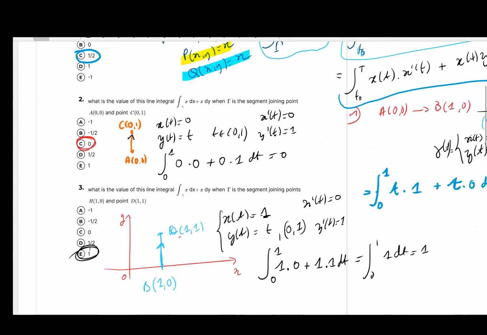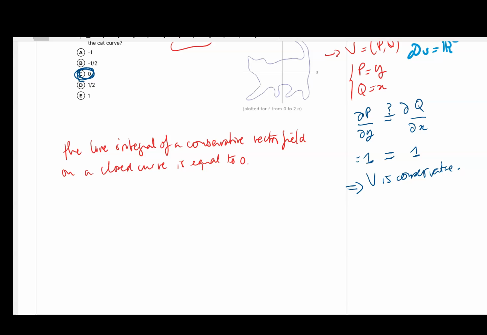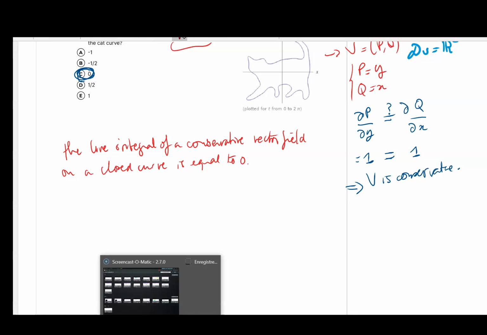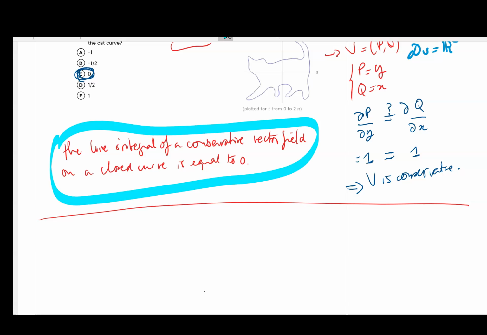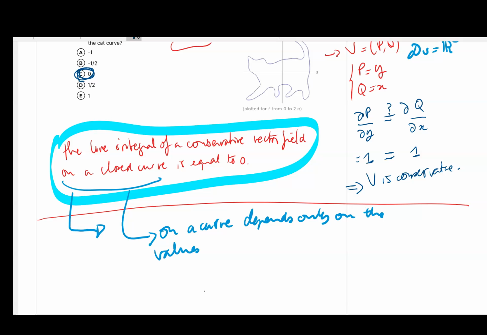Maybe I should add a small word about that star domain, as several of you asked this morning. So this property here that I've listed is one corollary of another property which tells you that the line integral of a conservative vector field on a curve depends only on the values of the corresponding potential at the ends of the curve.